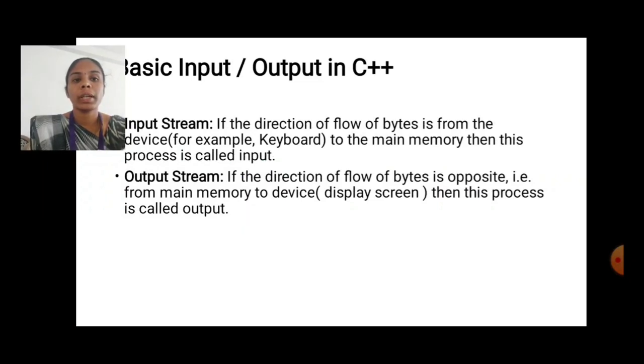Input stream: if the direction of flow of bytes is from the devices to the main memory, then this process is called input. Output stream: if the direction of the flow of bytes is opposite, from the main memory to the device, this process is called output.